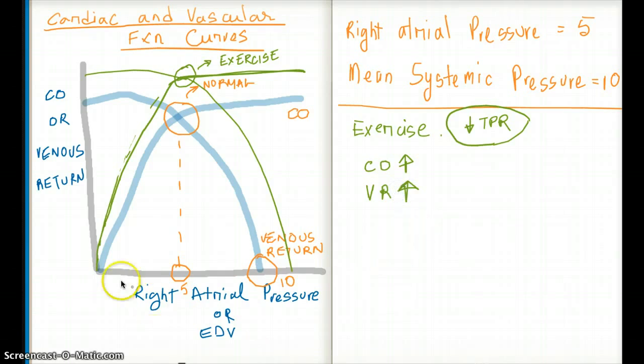So let's see the graph now. The blue line here is our cardiac output. The cardiac output is going to go up. Hence, we see that the cardiac output is the green line, which is going up right here. So our cardiac output is going to go up.